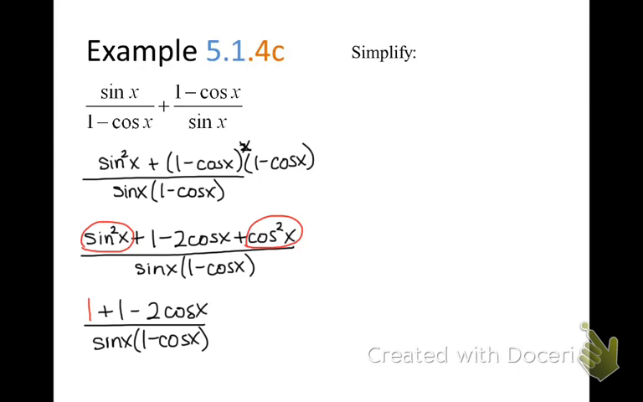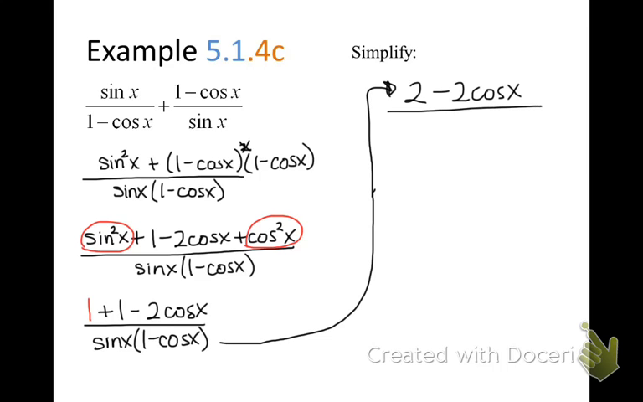Keep on, and you guys just kind of want to go with where your natural algebra instinct takes you, like I said. If it doesn't take you good places, just erase it and try something new. All right? But where do your instincts want to take you now? Add the 1 plus the 1. Very good. So that's not too difficult. That's going to become 2 minus 2 cosine of x all over sine of x times 1 minus the cosine of x.